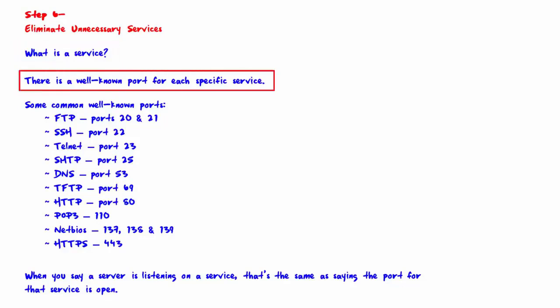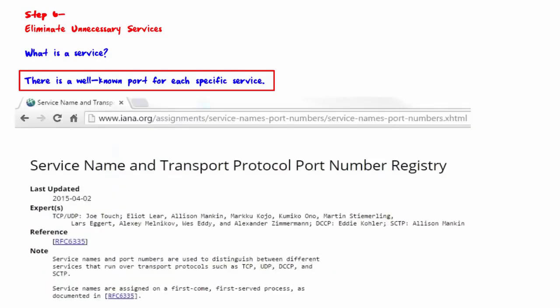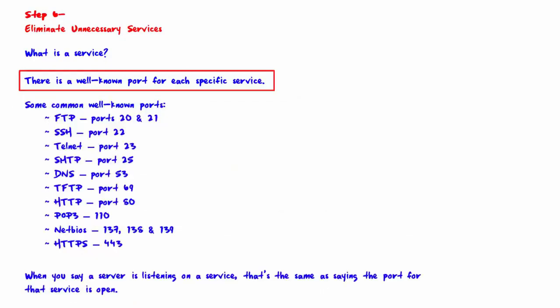There is a well-known port for each specific service. The complete list can be found on www.iana.org, and it's called Service Name and Transport Protocol Port Number Registry. Yeah, it's really called that. Service names and port numbers are used to distinguish between different services that run over transport protocols such as TCP and UDP.